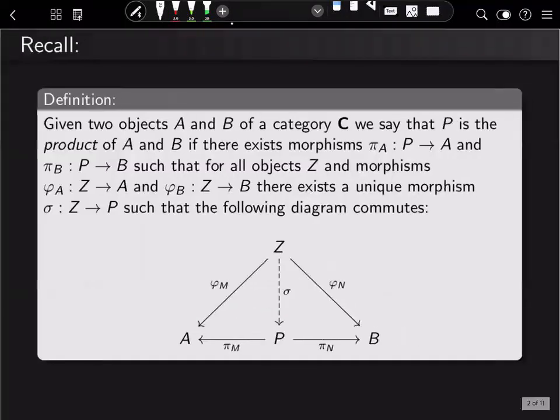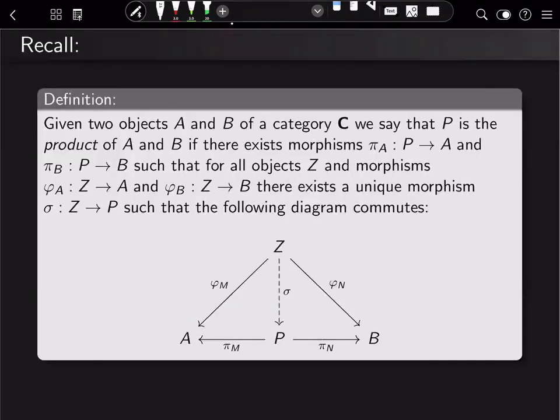Okay, so we are going to continue our discussion of module theory. Today we will be talking about products and coproducts in the category of R modules. So first, let us recall the categorical definitions of products and coproducts.